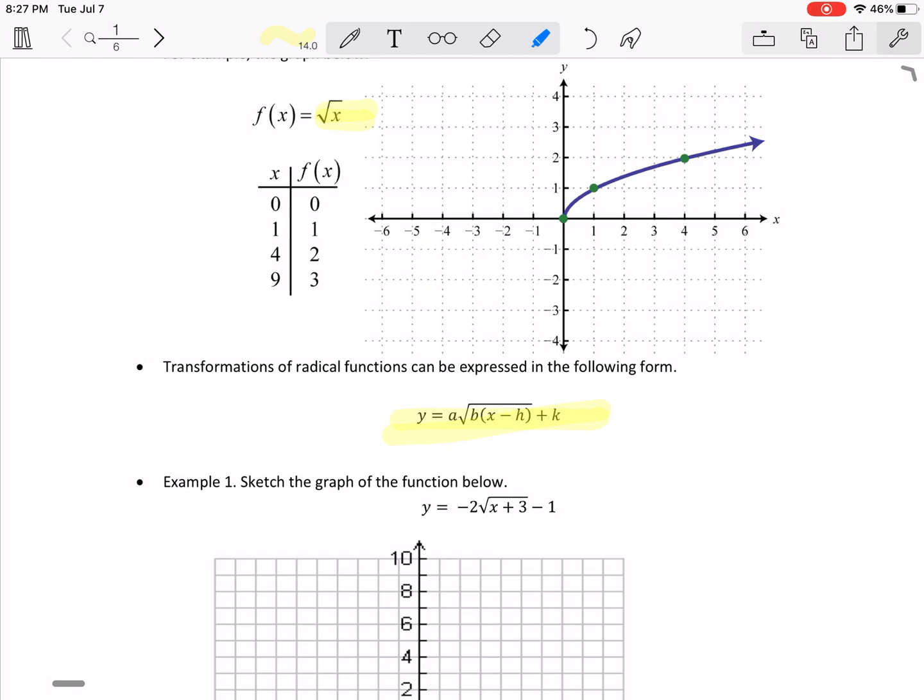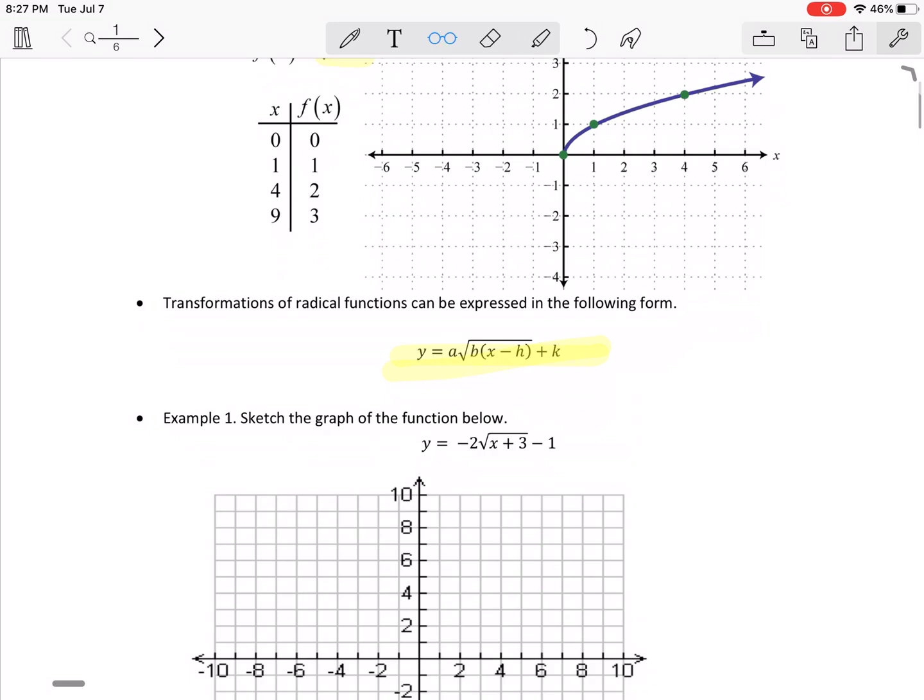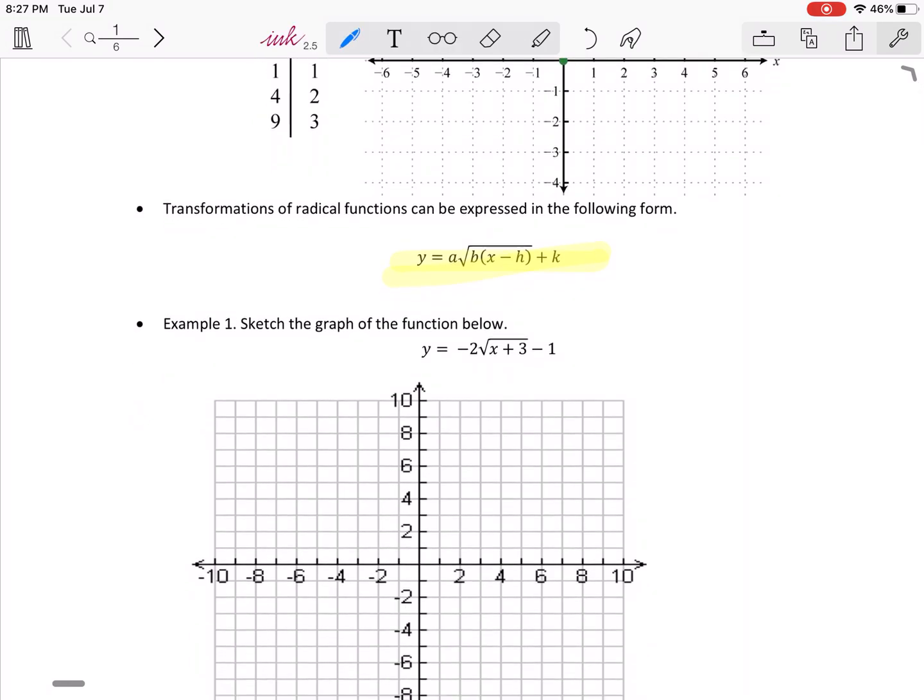So let's look at how we would go about graphing. Okay, so we want to sort of compare with that base function at the top there. Okay, so here you've got a equal to negative 2. Okay, you've got b equal to 1. We've got h equal to negative 3. So remember, it's the same as before, it's the opposite sign. And then you've got k equal to negative 1.